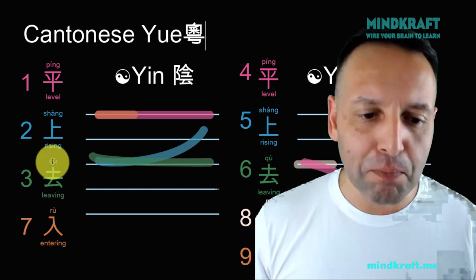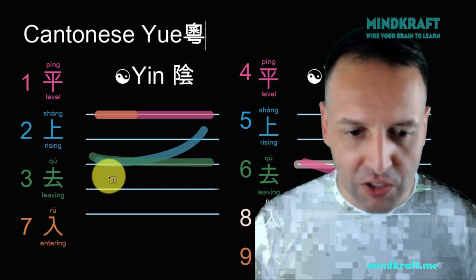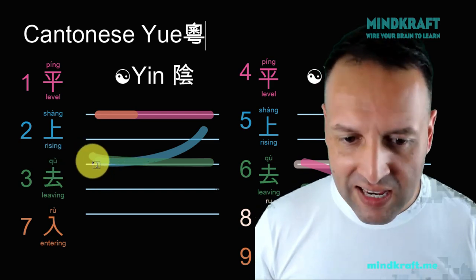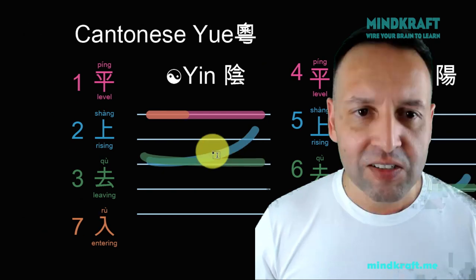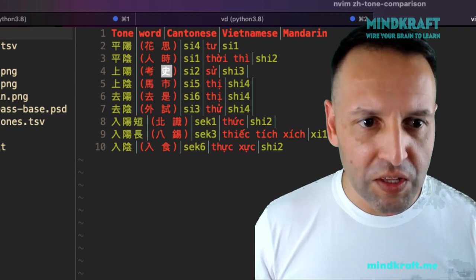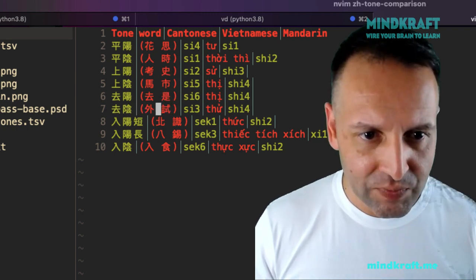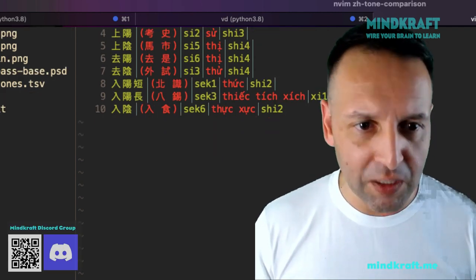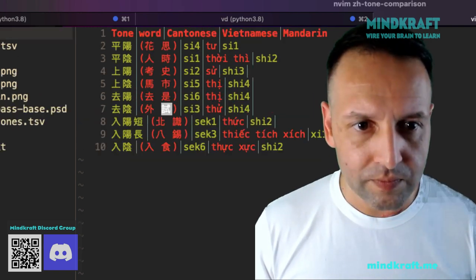We have the departing, ping shang qu, qu, departing tone. The departing tone is pretty much level, just in the center. So we have si, si, si. Let's have a look here. The departing yin would sound like this: si, right in the middle of your voice. Let's listen to it again: si. Got it?